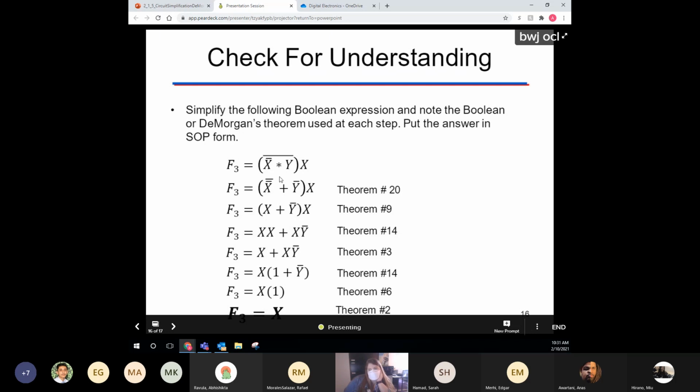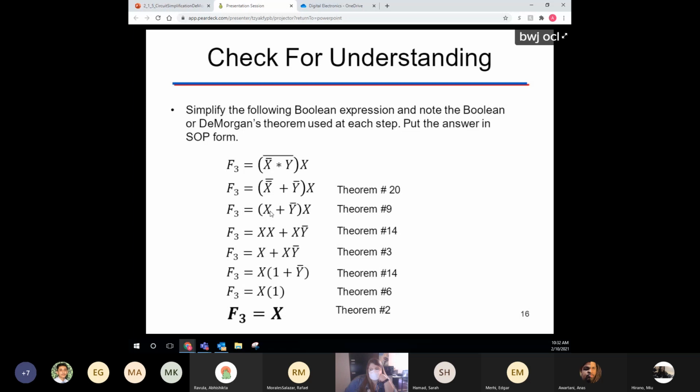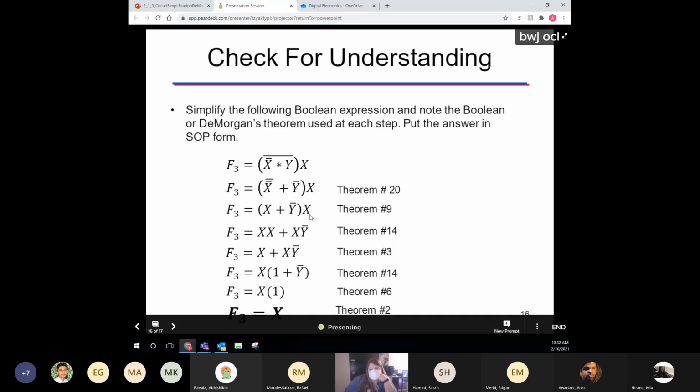So the first one, we're going to break the line, change the sign. So we break the line between x and y, change it to addition, and we get not x plus not y. Then we're going to use theorem number 9, which tells us the double negative, so we can take not x and rewrite it as x. So we get x plus not y, times x. And then you're going to distribute this through, so you get x times x, plus x not y. And then remember, x times x, whenever you see that, you're just rewriting it as x. So x times x gives you x.